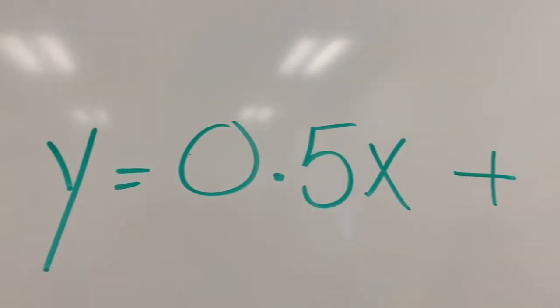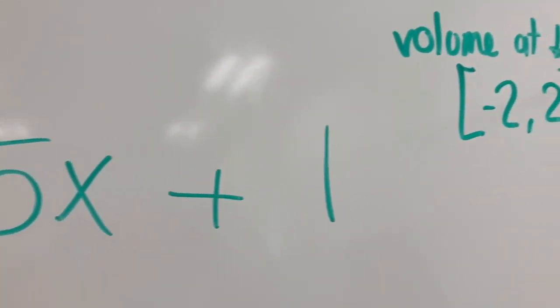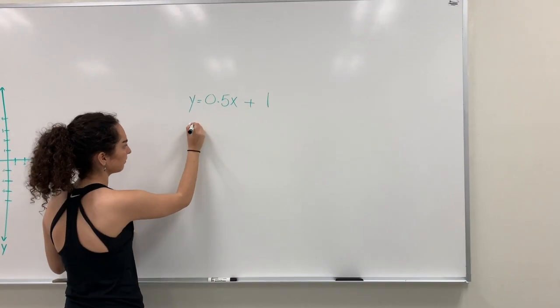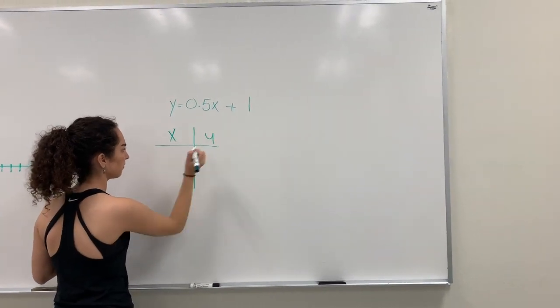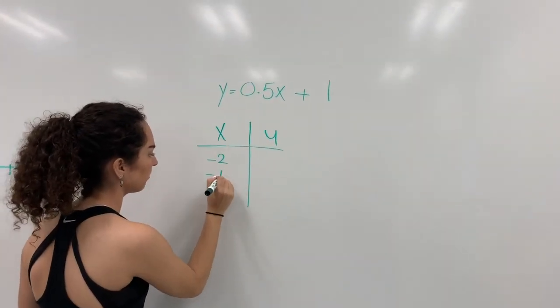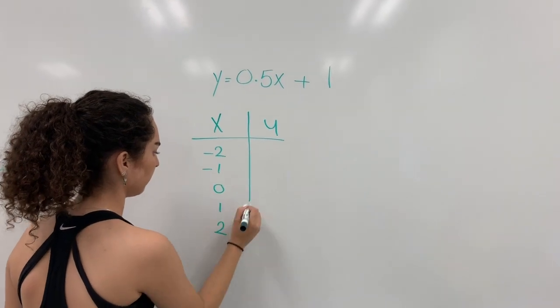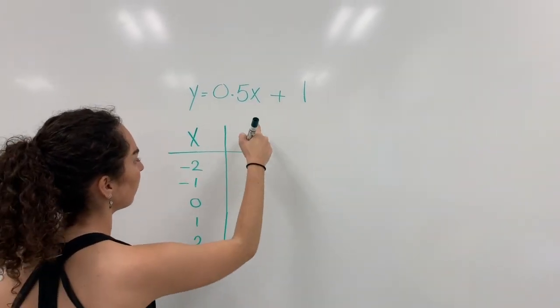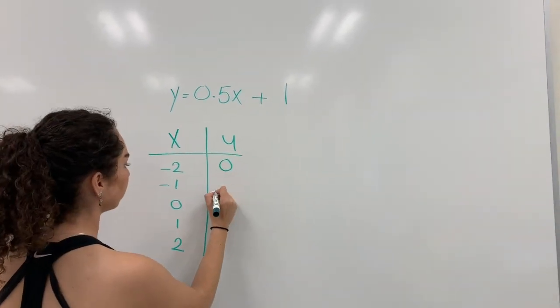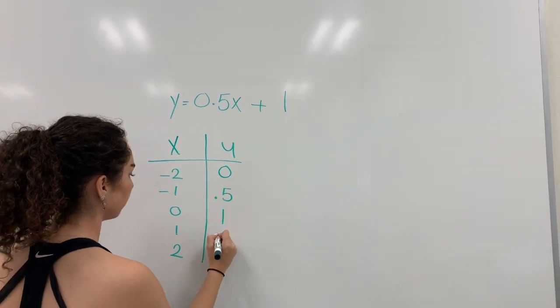We are going to work with the equation y equals 0.5x plus 1, finding the volume from -2 to 2. The first thing we need to do is to make a table of values. On x, we're going to put numbers from -2 to 2 and replace them in the original equation.